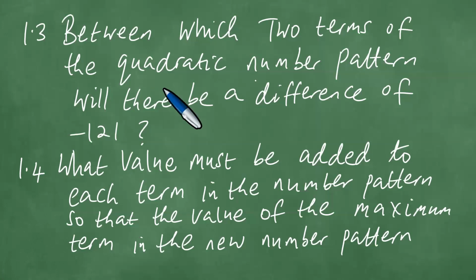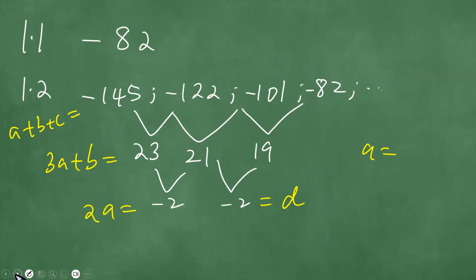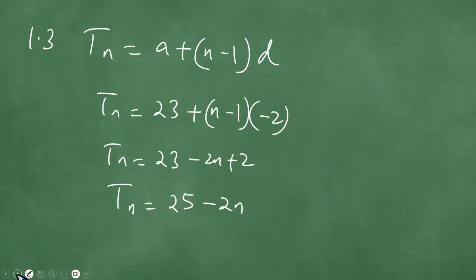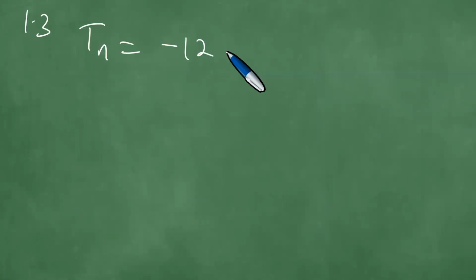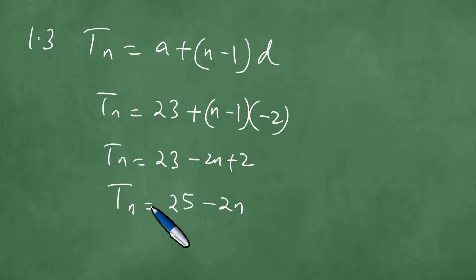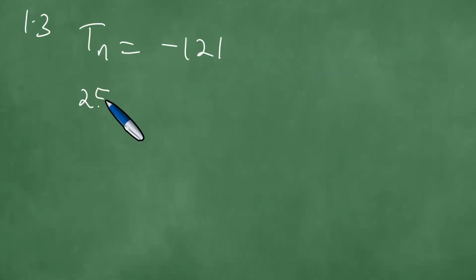Here's the question. Between which two terms of the quadratic number pattern will there be a difference of minus 121? So the difference is shown by Tn of the first differences. Right, so in 1.3, you have that is minus 121. Okay, but you already know that this one is 25 minus 2n.